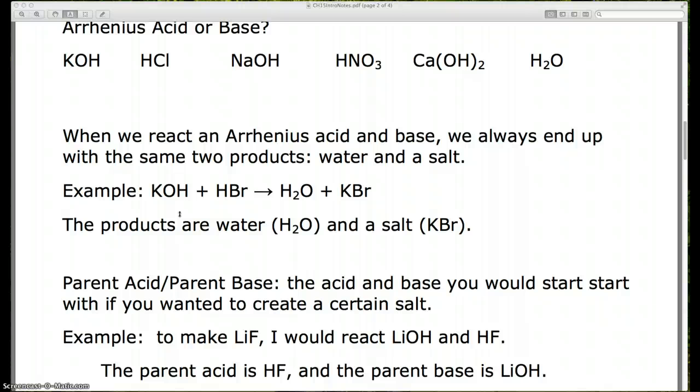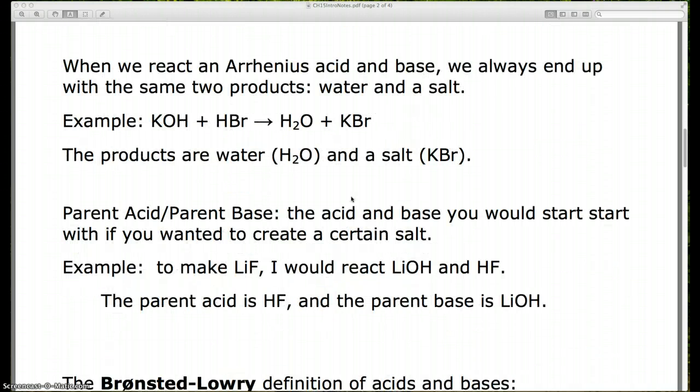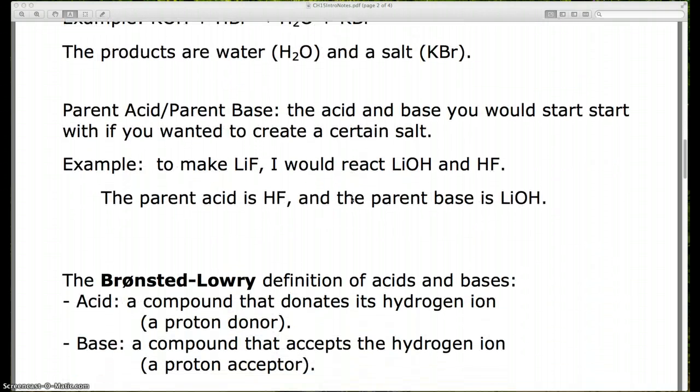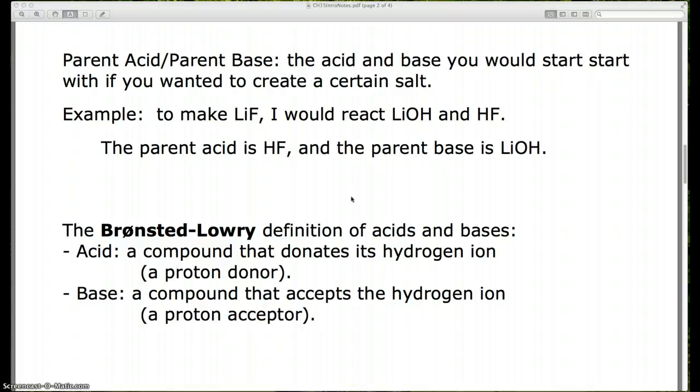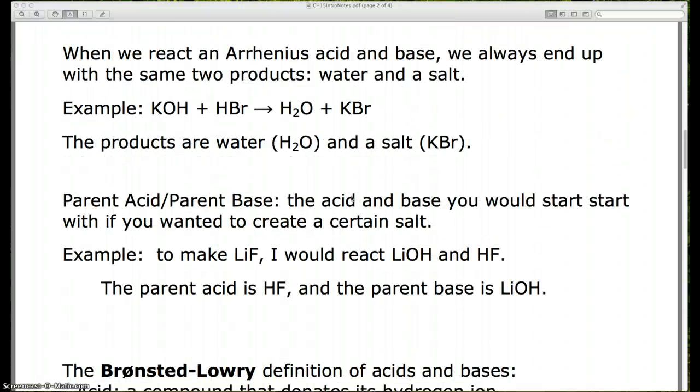Just in general, and you saw this in the lab, when you add an acid and a base, you get two things. We get water and some sort of salt. I'll let you read that. Parent acid and parent base. This is kind of like the reverse of what we have up here.